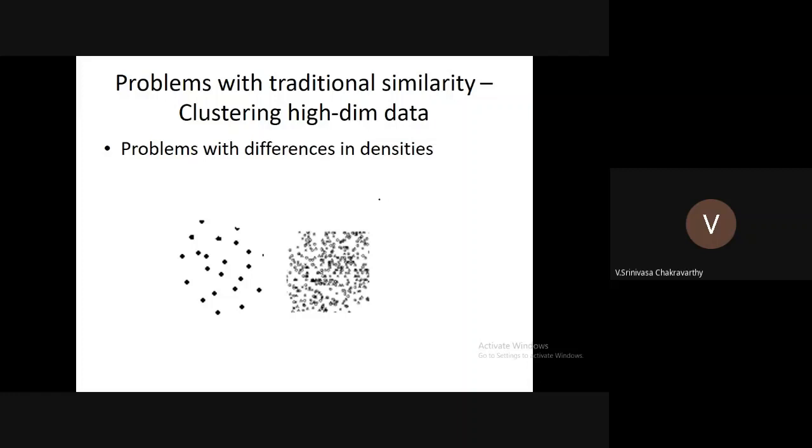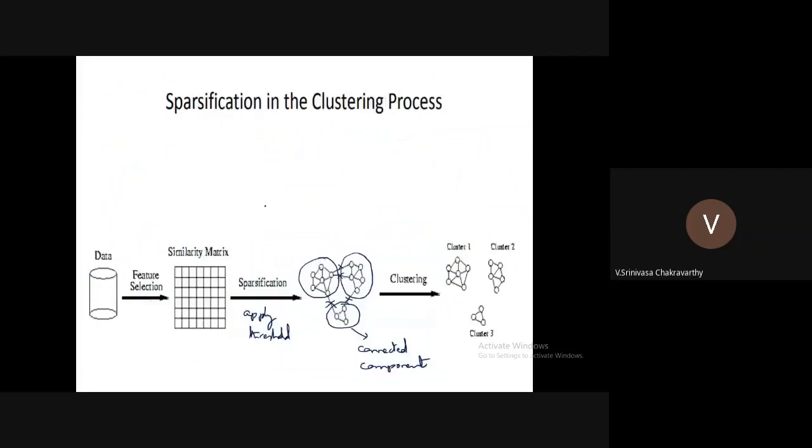Then the problem with density is it can vary from region to region in the input space. So your threshold should also be a variable threshold depending upon the region. Okay, so we haven't done any of that stuff. We have come up with a very simple formulation of data as a graph, and then we applied a simple single threshold.